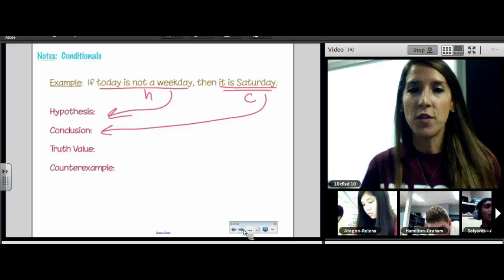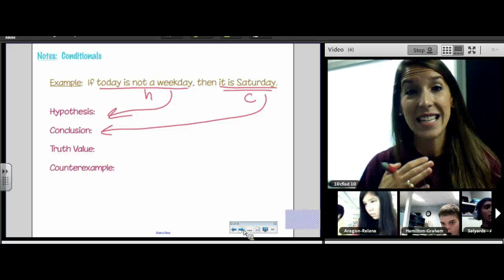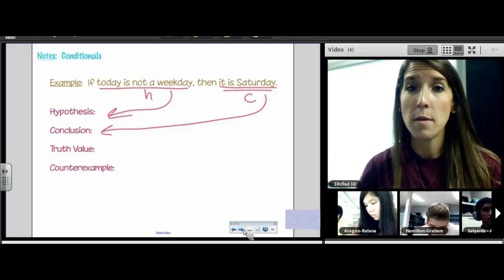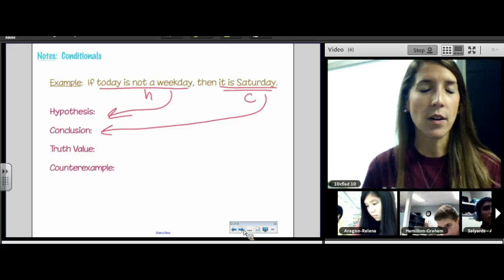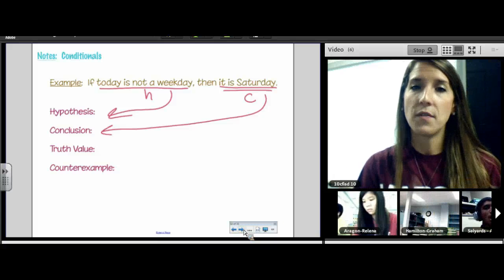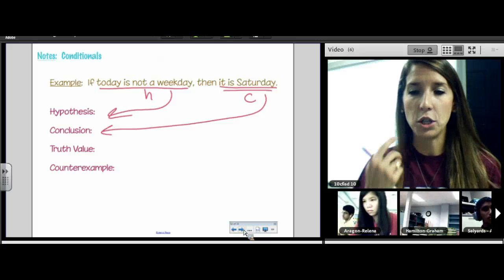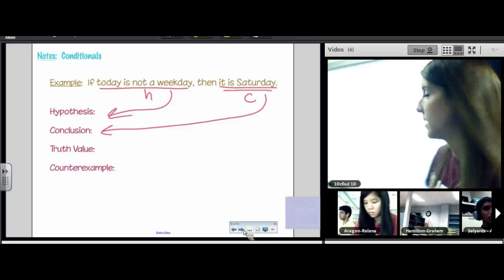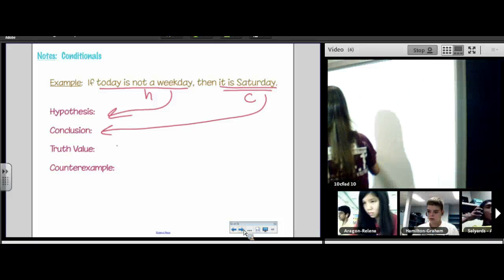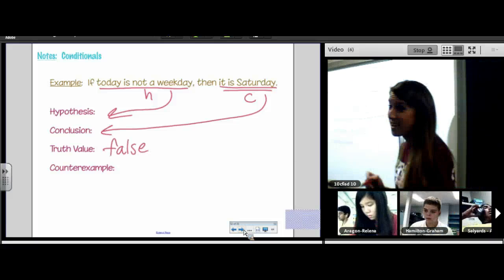The truth value means I want you to tell me if that statement is true or false. Remember, if you can't think of any time when it's ever false, you put true. But if you can think of even one time that it's false, you put false. So y'all are saying the correct things. The truth value of this sentence is false because I know of a counterexample.